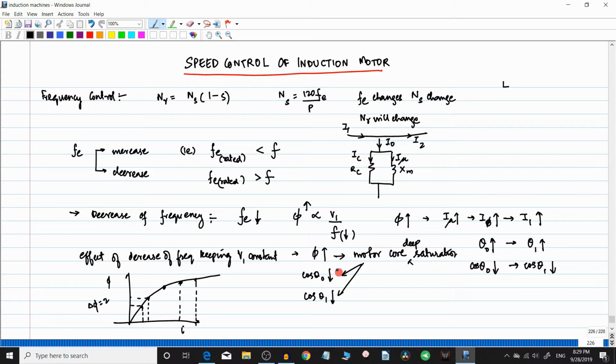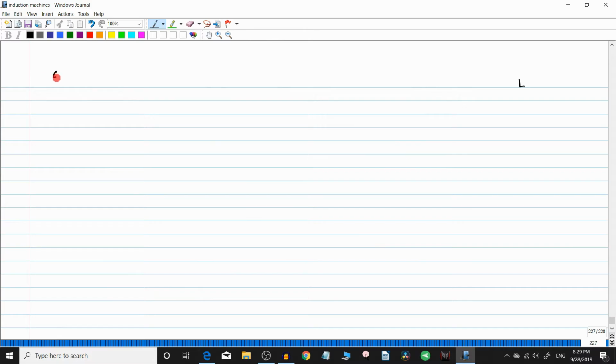And because of all these problems, there is an issue here. So how to solve this problem? The solution is to maintain this flux constant, right? So flux is proportional to V1 by F, right? So if you only decrease the frequency, the flux will increase. But what we want to do is maintain this flux as constant. We don't want the flux to change.